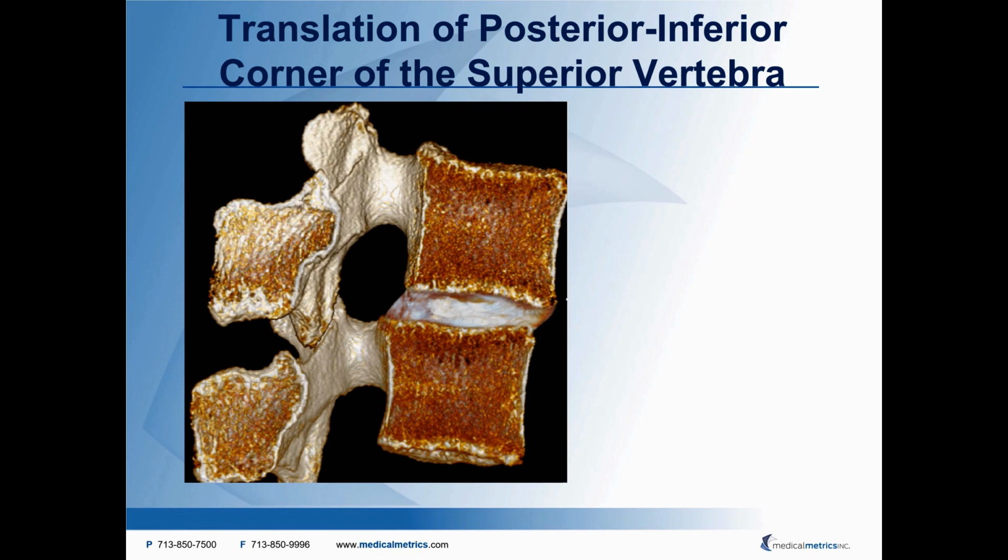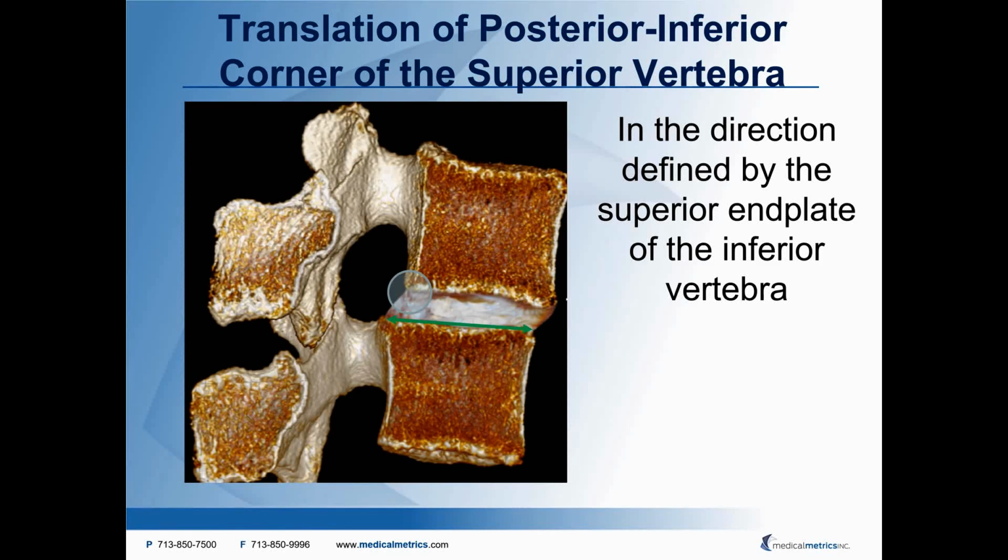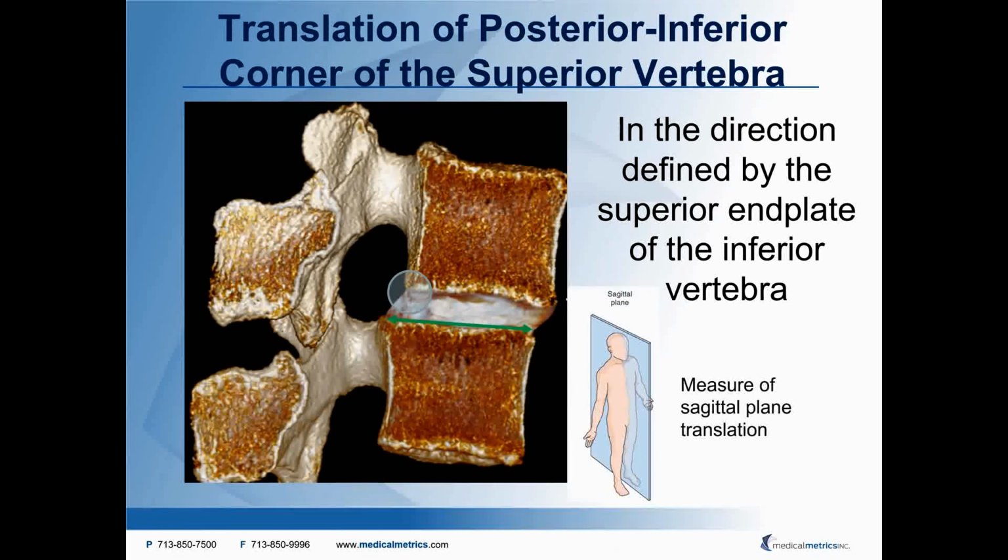SPSI quantifies the translation of the posterior, inferior corner of the superior vertebra, in the sagittal plane, as occurs between flexion and extension. The motion is measured relative to the superior end plate of the inferior vertebra. Please note that this only quantifies the sagittal plane translation and is focused on the mid-sagittal plane.